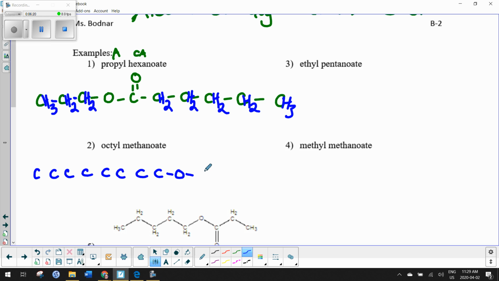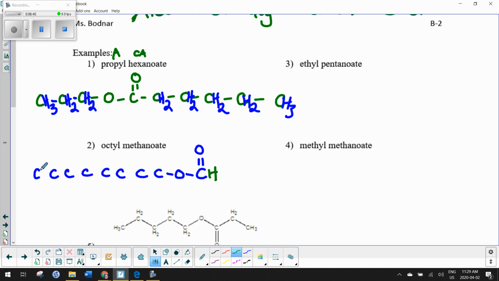So meth means 1, so we have 1 carbon. That has the double bonded O. Okay, so this side always has to start with the double bonded O. Well, we only need 1 carbon, so we're good. So now you just add in your hydrogens. This carbon has 1, 2, 3 bonds, so we need to add 1 more.